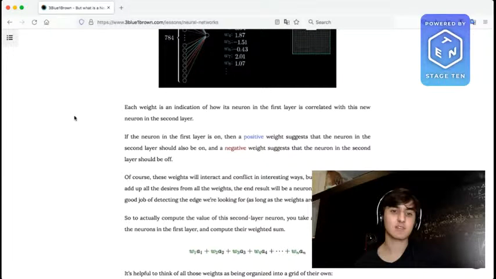It's helpful to think of all those weights as being organized into a grid of their own. So all these weights are in this grid right here that I'm hovering just below. And what this is, if you remember from the beginning, they had the square of, I forget what number this is. Let's just say it's 9, I guess.